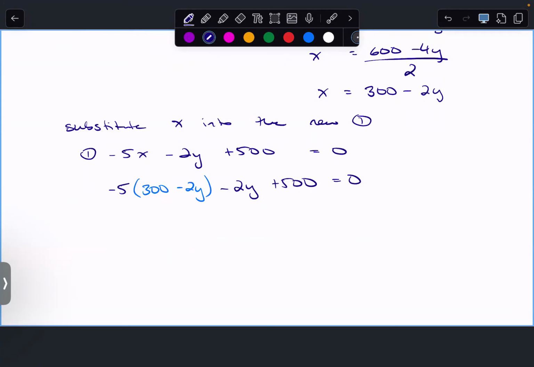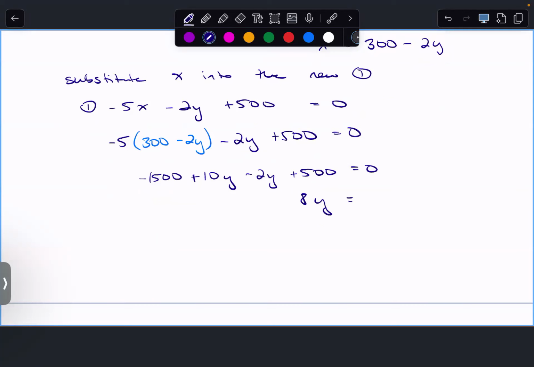It's such a good feeling when you're down to just y's, because now we can expand and simplify, right? And so I get negative 1500 plus 10y minus 2y plus 500 equals 0. 10y minus 2y is 8y.